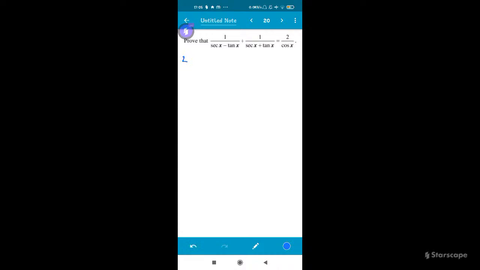Okay, so let's begin. LHS, we have 1 by sec x minus tan x plus 1 by sec x plus tan x. So we have fractions in both the terms, so we are just going to simply find out the LCM. The LCM will be sec x minus tan x into sec x plus tan x, that is a plus b into a minus b. So I am directly writing it as a square minus b square, that is sec square x minus tan square x.